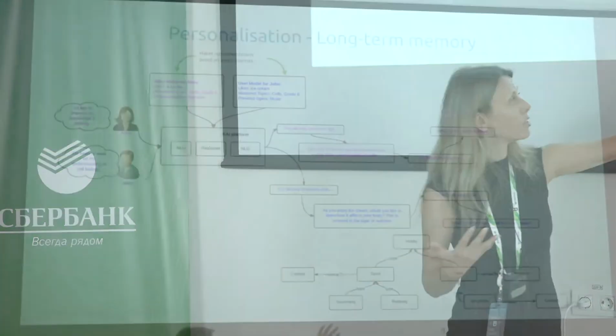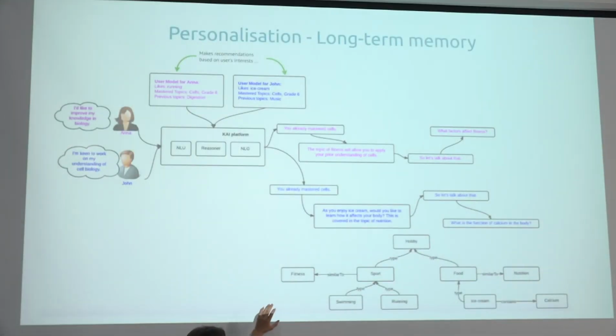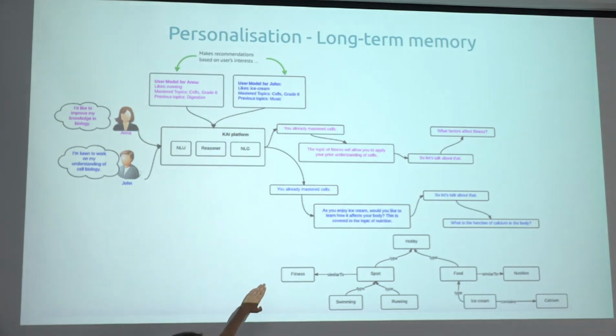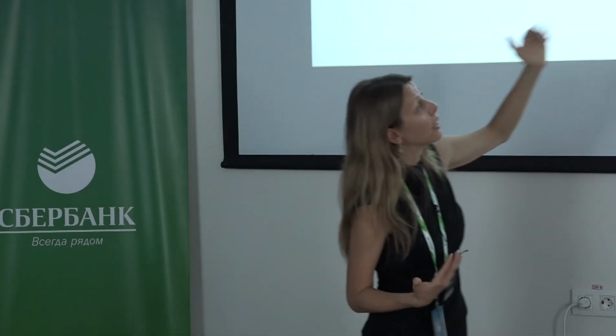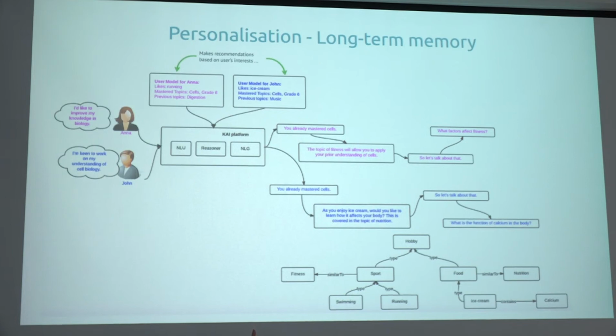We have an ontology with hobbies, sport. We know that sport is related to fitness, and that food is related to nutrition. Because of that, we are able to generate something like: the topic of fitness will allow you to apply your prior understanding of cells. It's connecting cells, which is what you learned before, and fitness to go into the next topic. And the question is, what factors affect fitness?